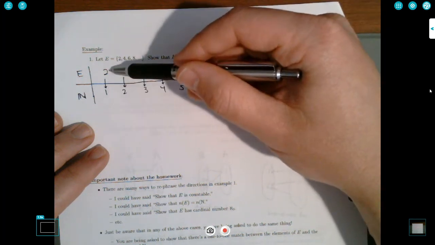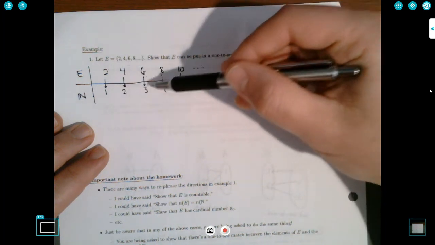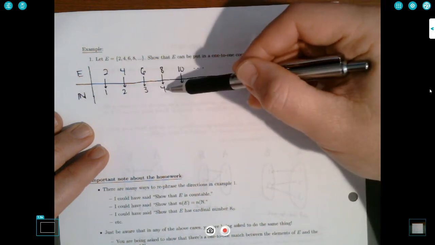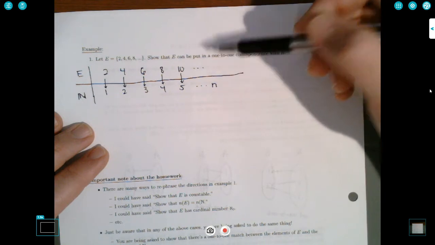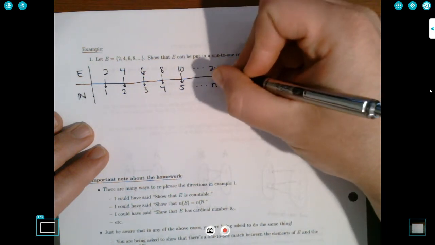1 times 2 is 2. 2 times 2 is 4. 3 times 2 is 6. 4 times 2 is 8. 5 times 2 is 10. N times 2 is 2n. Okay? And that's how we do it.